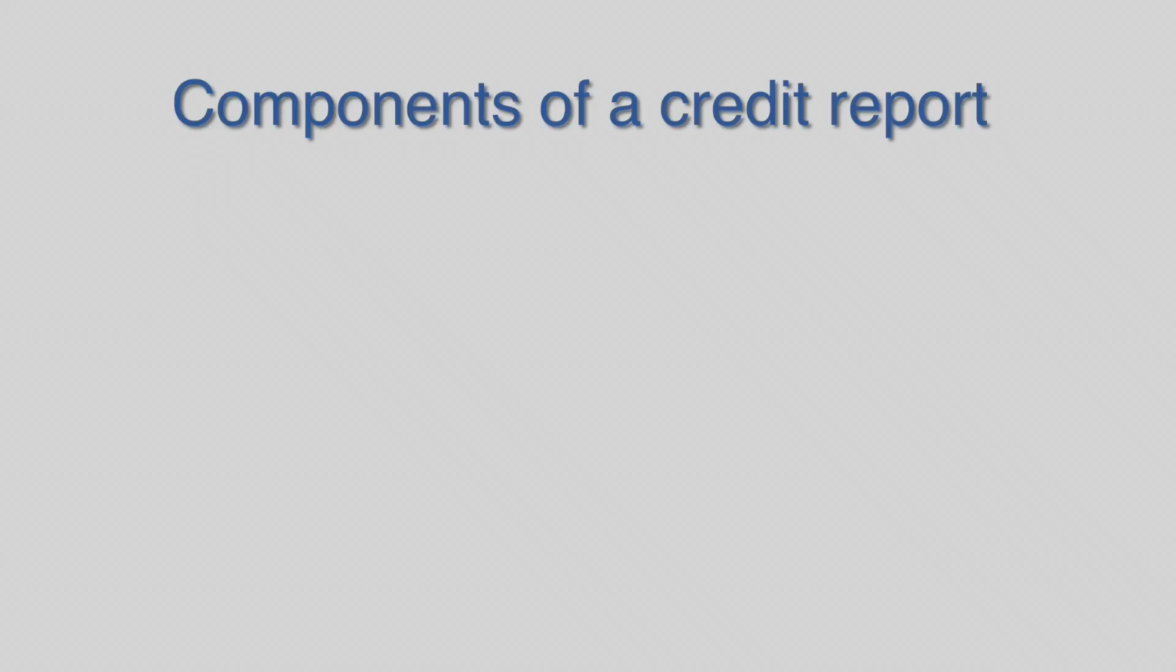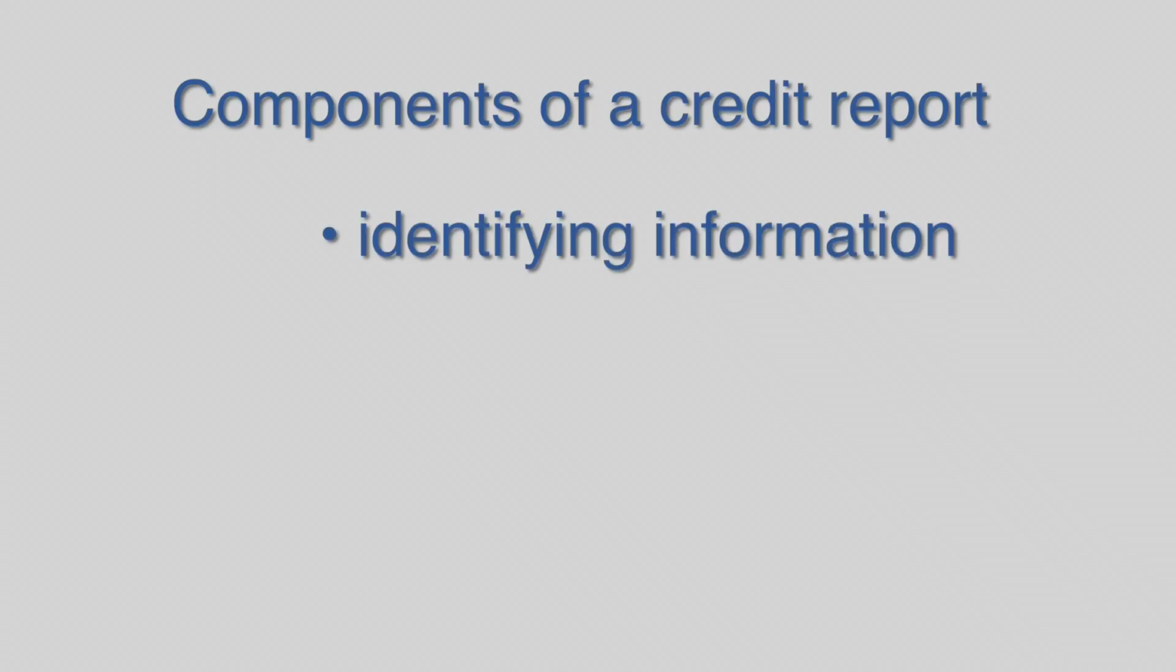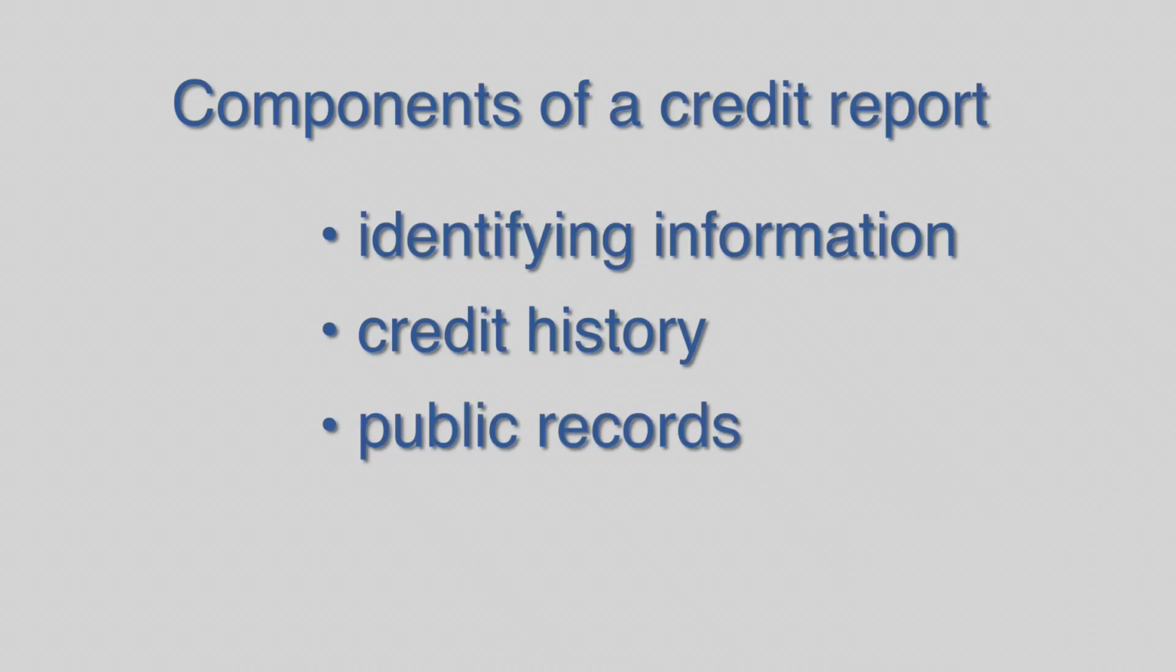A credit report is divided into 4 sections. There's the identifying information, the credit history, public records, and inquiries. Information is just that. Information to identify you. Look at it closely to make sure it's accurate.